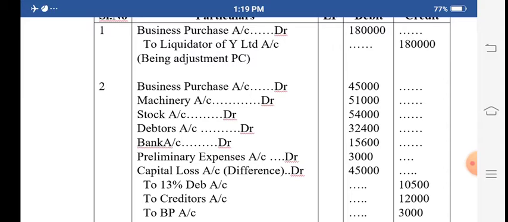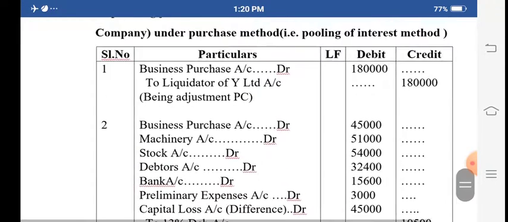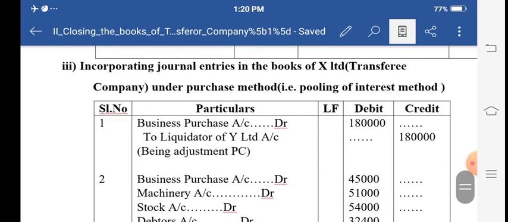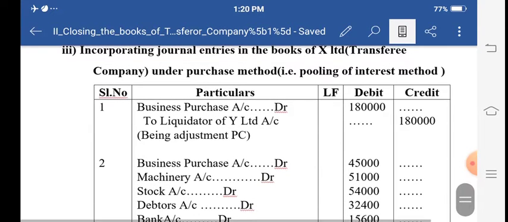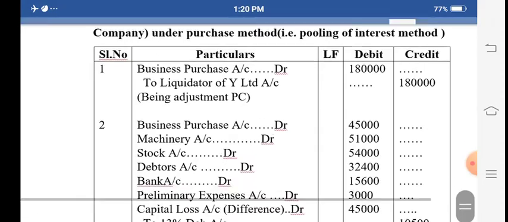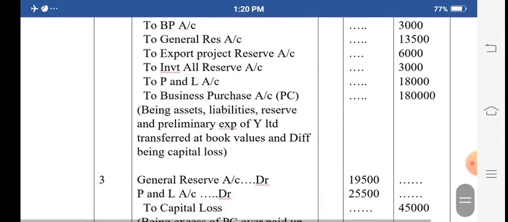In the last class we discussed the problem. For understanding purposes, we saw three adjustments related to the incorporation of journal entries in the books of X Company Limited, which is the transferee company, under the merger method.